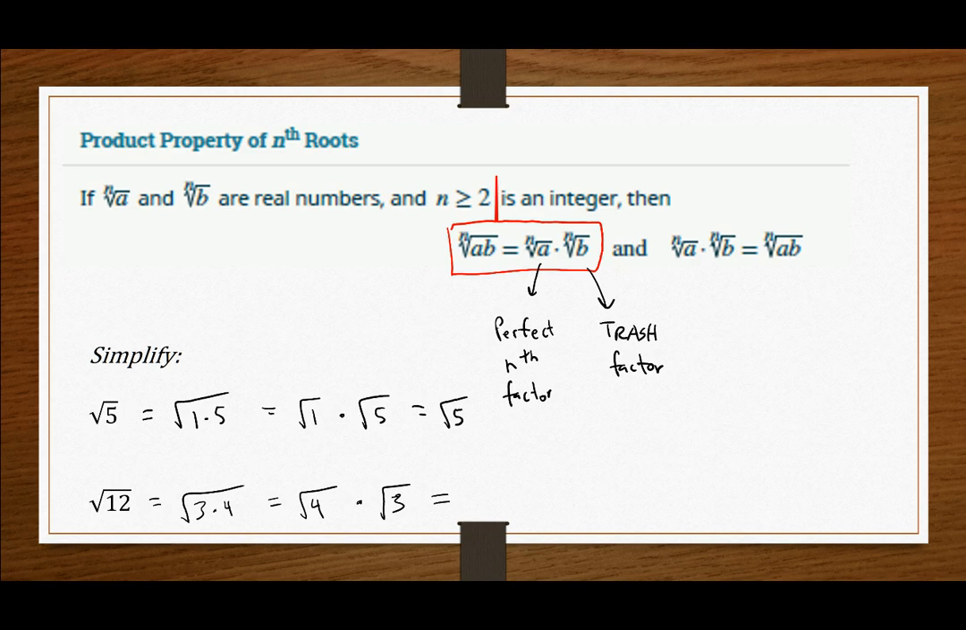The product property is what allows me to do this. And the reason we separate them like this is so that we can use that definition of the root to answer the question for our perfect nth factor. Again, the square root of 4 is going to be 2, at least the principal root anyway. And then we just multiply by our trash factor, which stays underneath the radical, square root of 3.